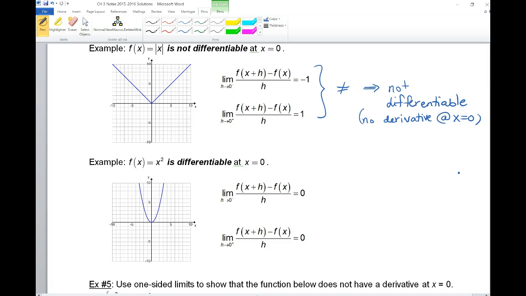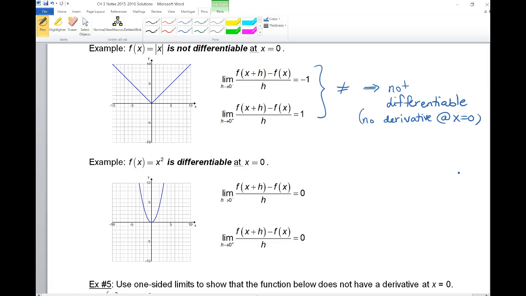Now, does it have a derivative at x equals 3? Yeah. So from the left and from the right, it has the same slope, right? It has a slope of 1. So it's differentiable everywhere except right here. Wait, why? I don't get it. Does it have the same slope also coming from both sides?